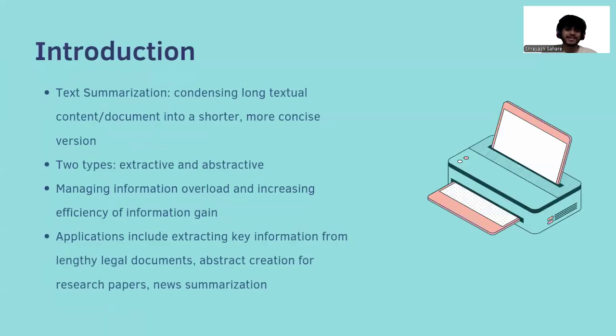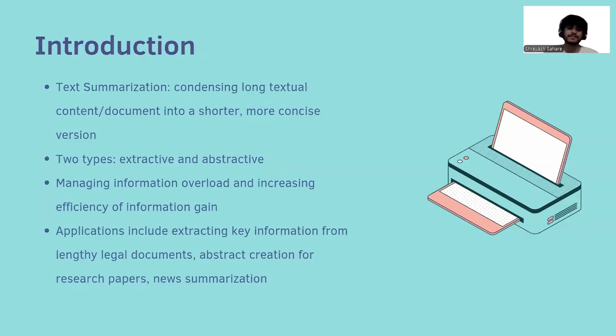So what exactly is text summarization? Text summarization basically helps us condense lengthy content into concise versions, thus saving time while retaining key information. It comes in two forms: extractive, which selects key phrases from the text, and abstractive, which generates new sentences relevant to the main ideas. And in today's fast paced world, it is crucial to manage information overload and gain insights efficiently. Applications range from summarizing legal documents to creating research abstracts and news summaries.